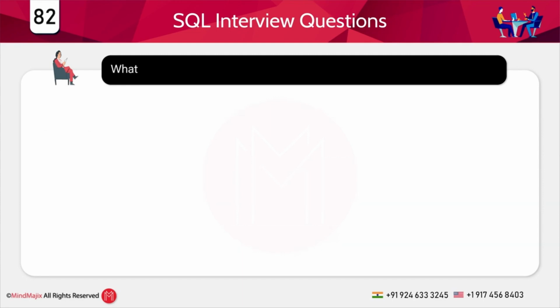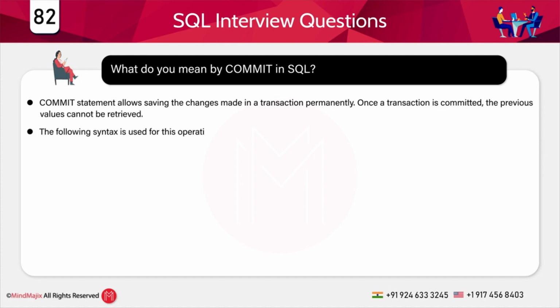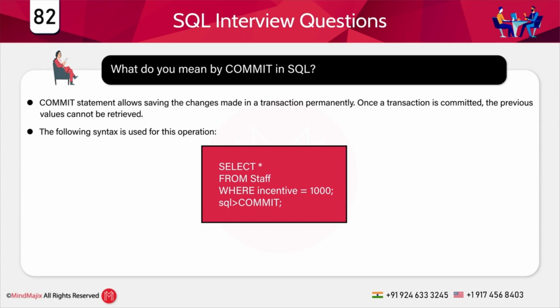The next question is, what do you mean by commit in SQL? The commit statement allows saving the changes made in a transaction permanently. Once a transaction is committed, the previous values cannot be retrieved. If you talk about the syntax of commit, here you can see select star from star, where incentive equal to 1000. After this query is executed, you write just commit and hit enter. This will ensure that the above query is executed and committed.